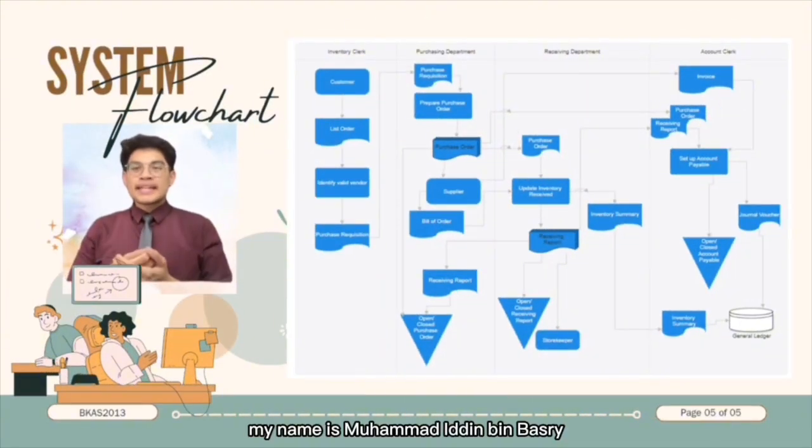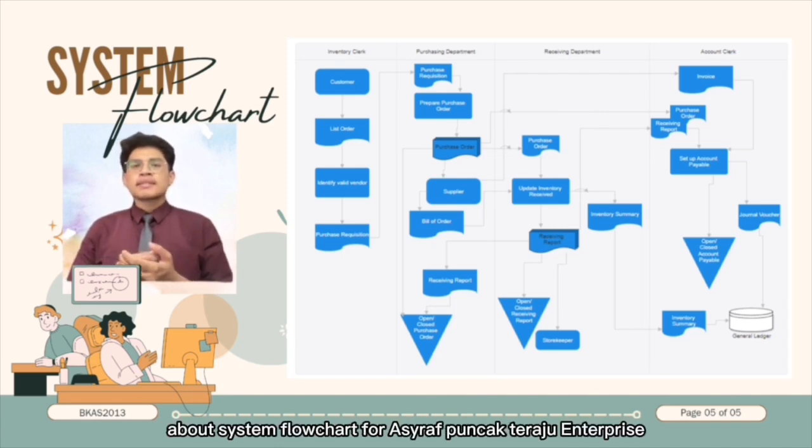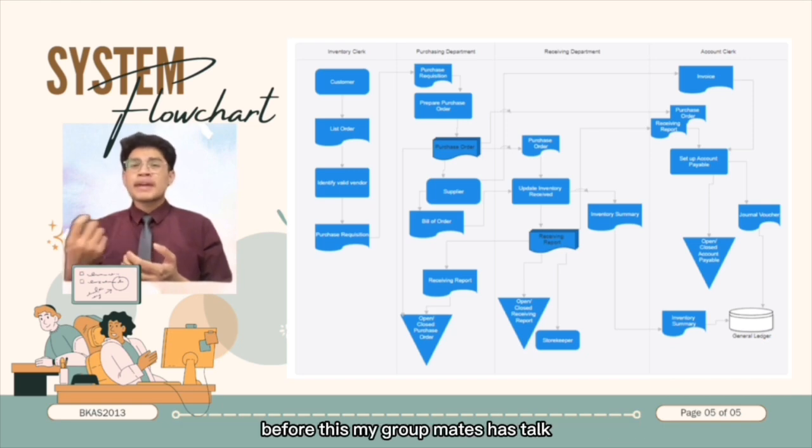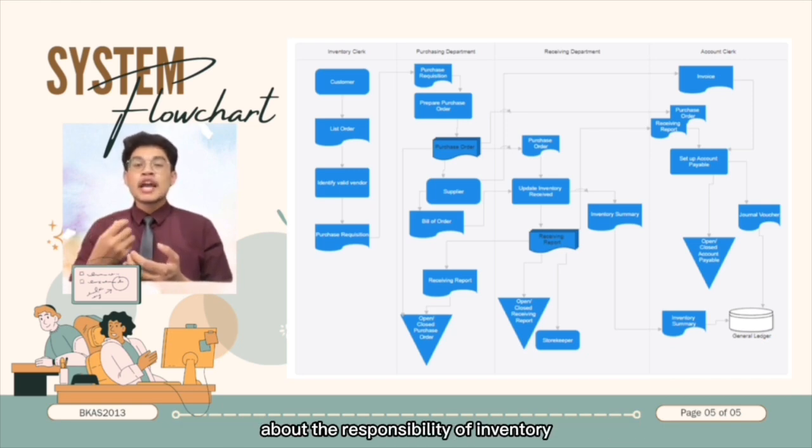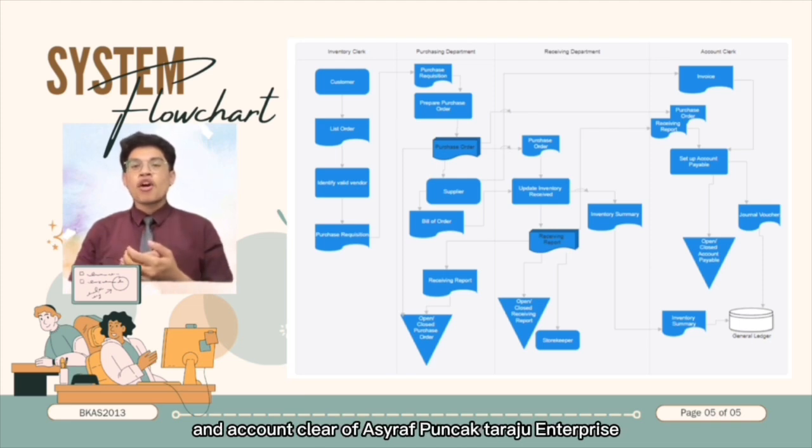My name is Muhammad Idin bin Basri, matric number 300X71. I will discuss the system project of Ashraf Teraju Enterprise. Before this, my group mate has talked about the responsibility of the inventory clerk and purchasing department. Next, I would like to present the responsibility of the receiving department and account clerk of Ashraf Teraju Enterprise.